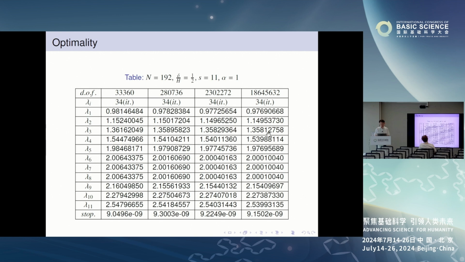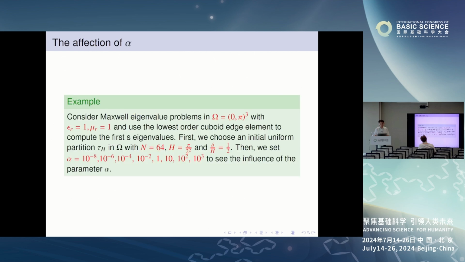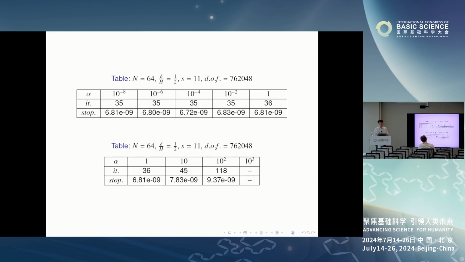And this one is the eigenvalue. You can solve it very accurately. This is the scalability, also shown for the 3D case. The effect of the shift alpha is also not very sensitive, always around 35. But alpha should not be chosen too large. If you choose it too large, the iteration number becomes very large. Otherwise you can choose alpha yourself. Normally choosing 1 is okay. Very fast.